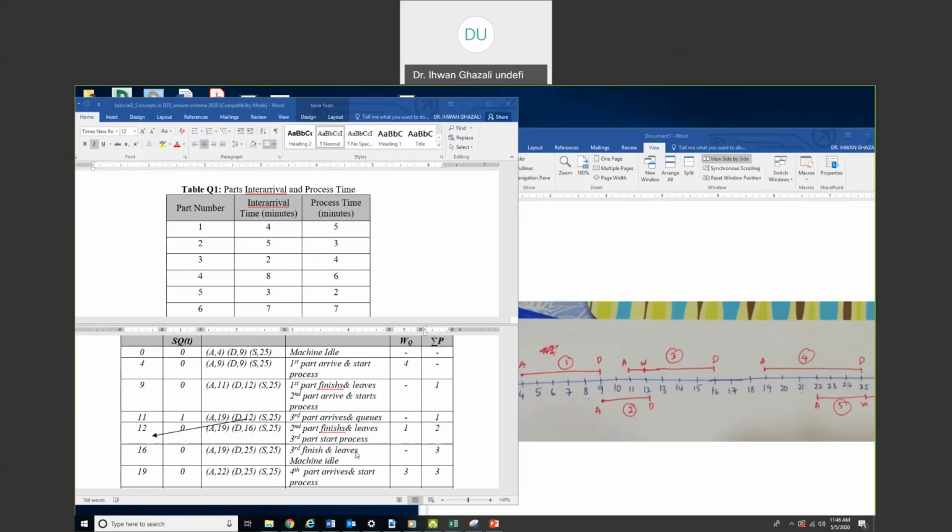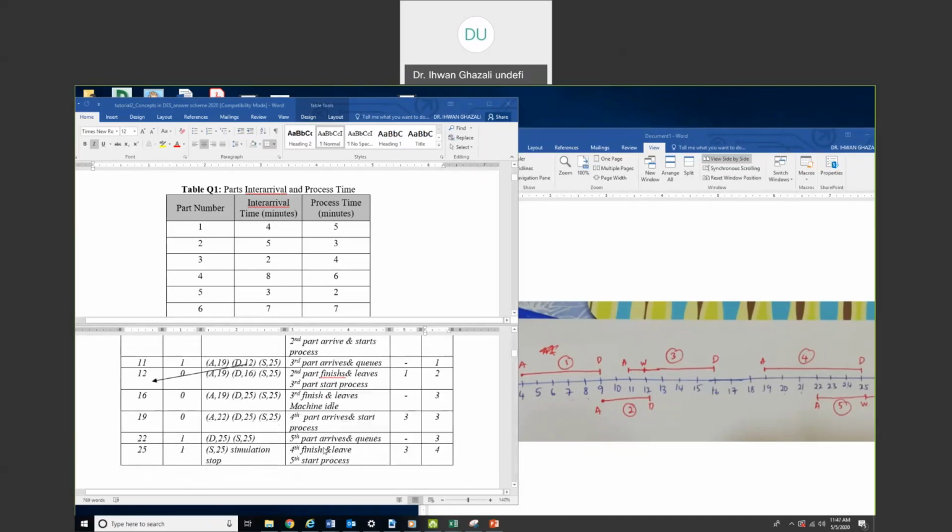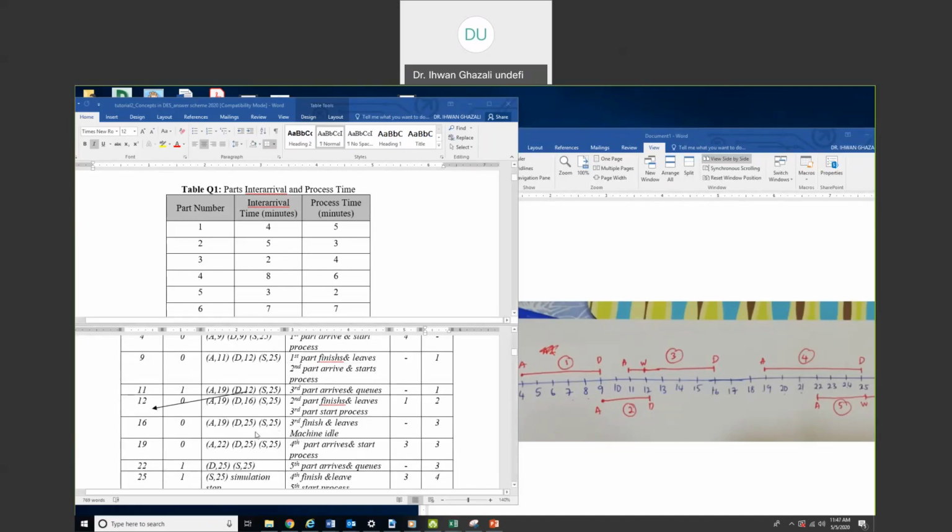So, and then the third part starts to process. Okay, here already two parts finished. Then the waiting queue waiting is 1 minute here. All right. Okay. Now we continue to this line.